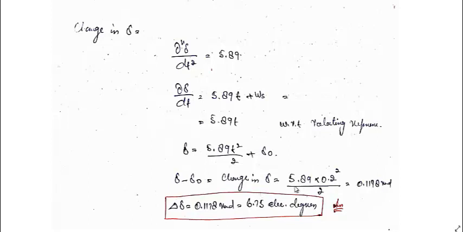So change in delta will be equal to 5.89 into 0.2 square divided by 2, that is 0.11878 radians. That comes out to be 6.75 electrical degrees. So I hope you understood this.